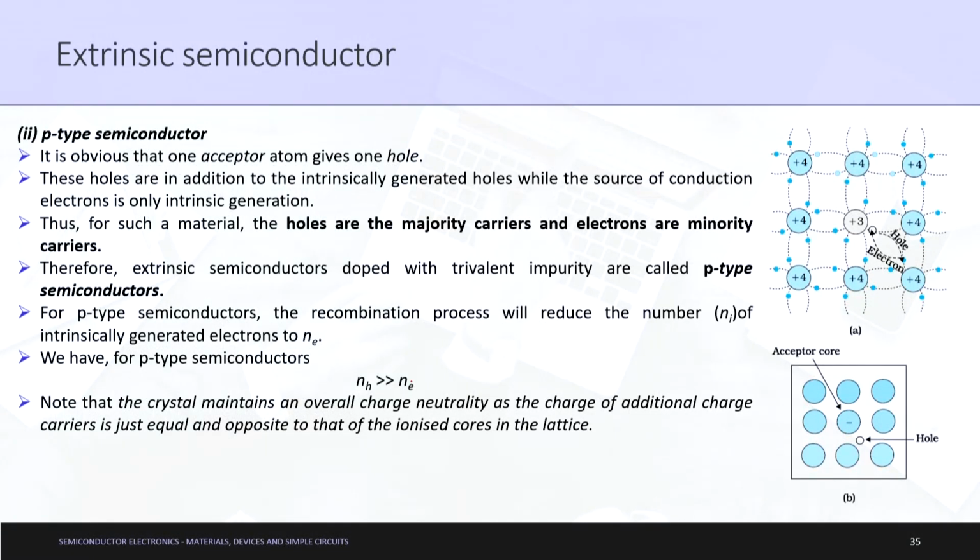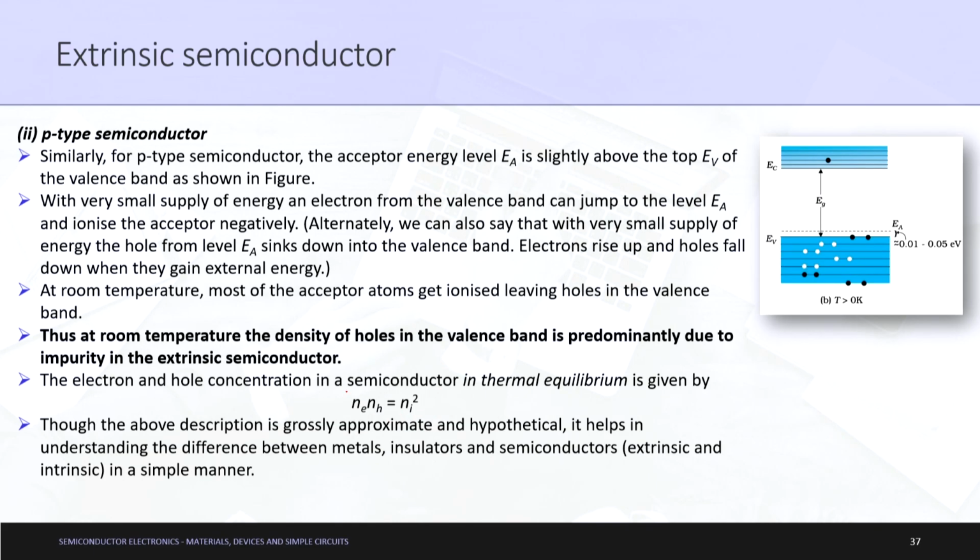Here holes are the majority carriers, and electrons are the minority carriers, so you need to remember this. Therefore Nh is greater than Ne. Finally, in thermal equilibrium, Ne multiplied by Nh is equal to Ni square. Please remember this formula very clearly because it is used in many concepts we will understand further. So, the number of electrons times the number of holes should be equal to Ni squared.